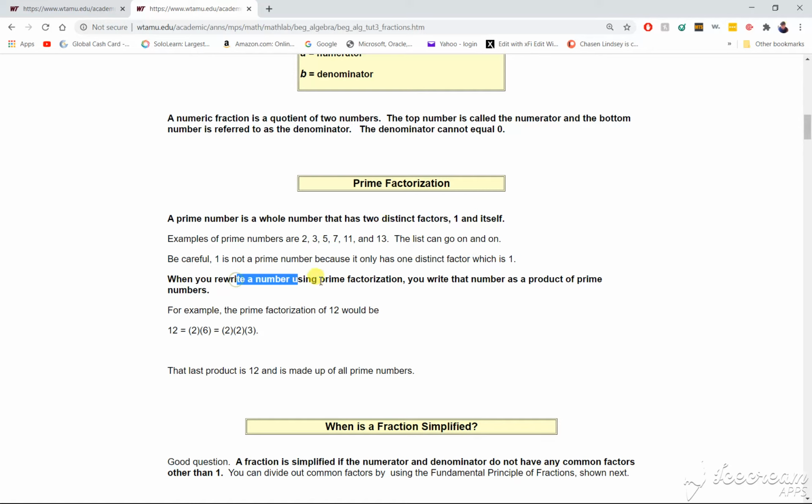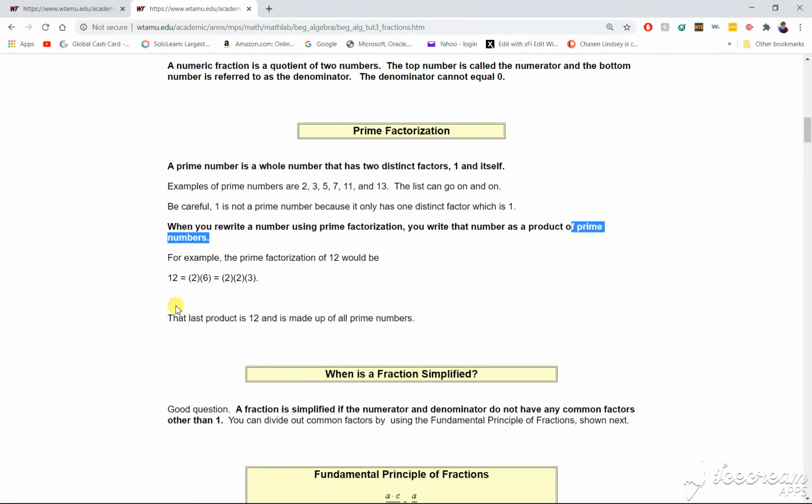When you rewrite a number using prime factorization, you write that number as a product of prime numbers. Okay, prime factorization: 12 equals 2 times 6 equals 2 times 2 times 3.